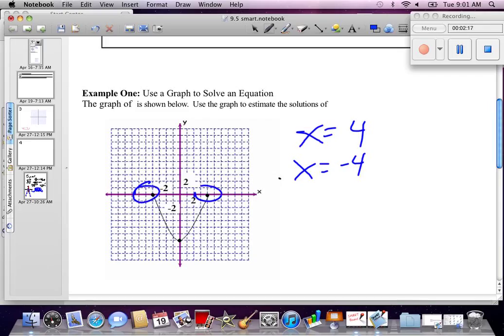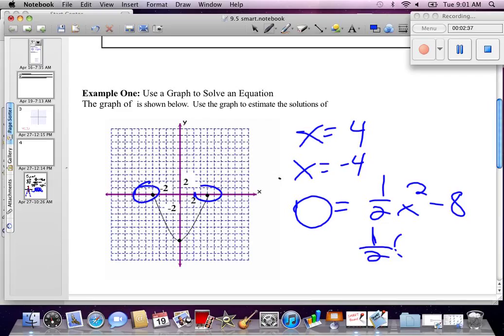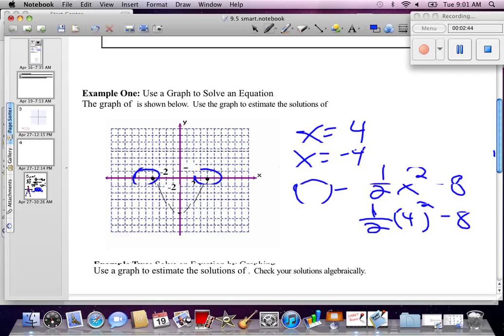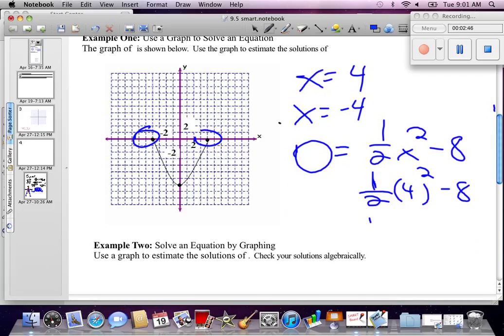Let's try this real quick. I didn't try this with the last class. Let's try plugging them in and see if we get the answer. We're looking at the equation 0 equals 1/2 x squared minus 8. I'm going to plug in 4 and see if it comes out 0, and then plug in negative 4 to see if it comes out 0. So 1/2 times 4 squared minus 8. What is 4 squared? 16. Good. What is half of 16? What is 8 minus 8?